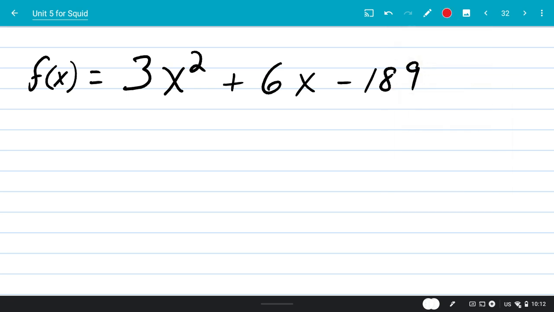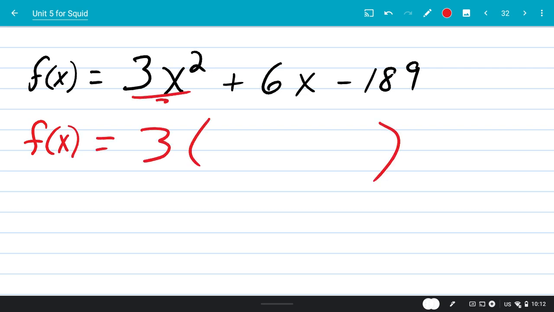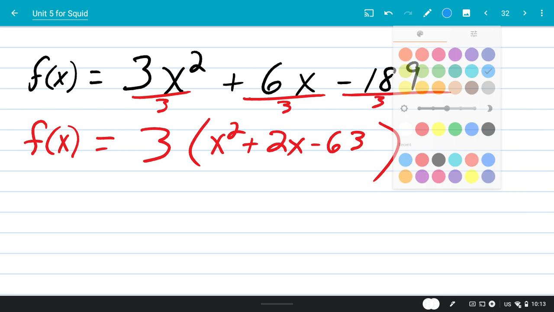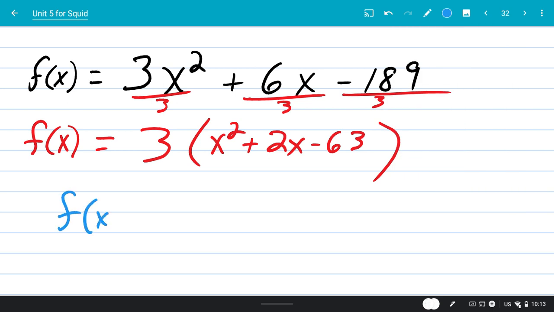All right. What can I factor out? A 3. f of x equals 3 times something. Well, 3x squared divided by 3 is x squared. 6x divided by 3 is 2x. Negative 189 divided by 3 is negative 63. Okay? So f of x equals 3.